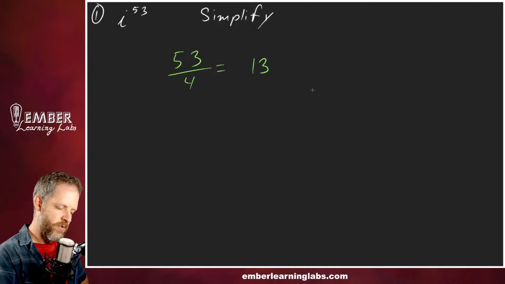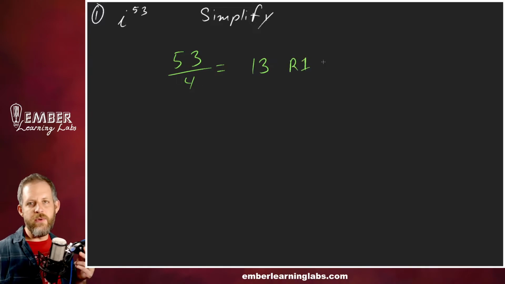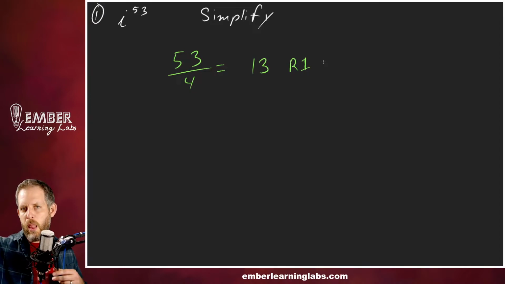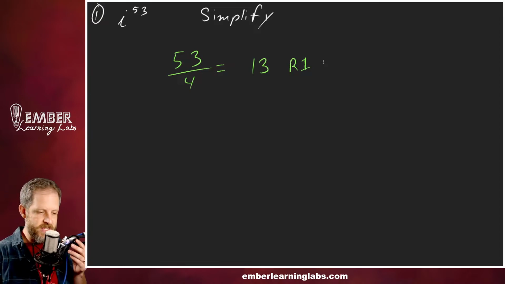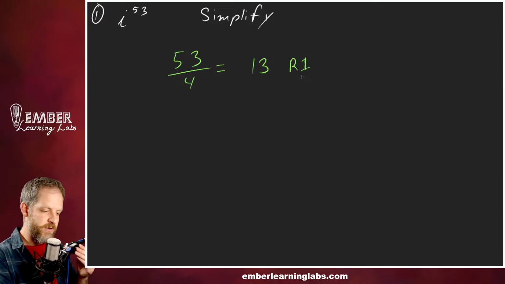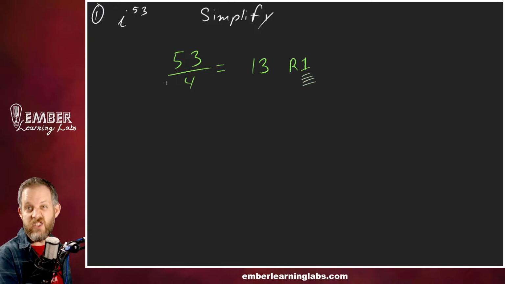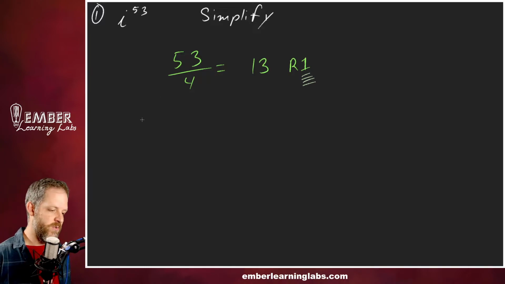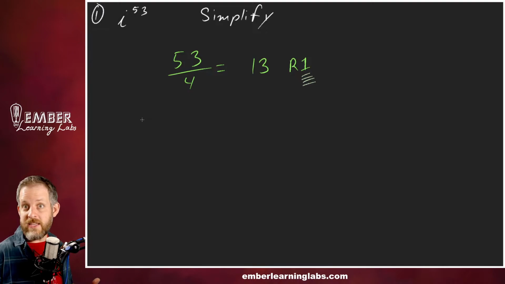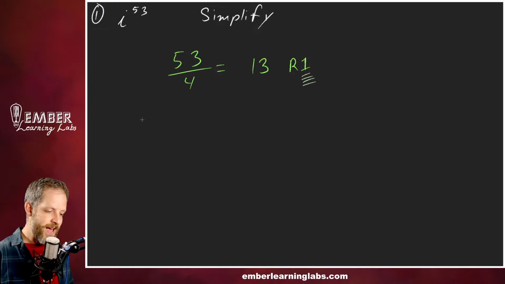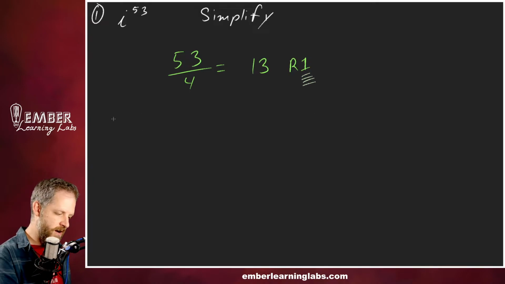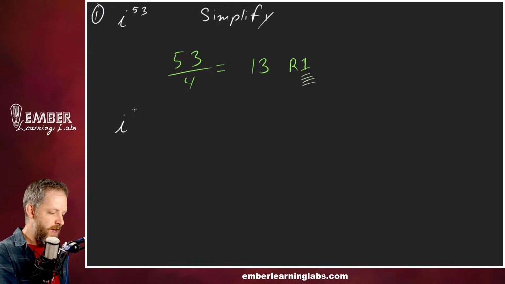13 with a remainder of 1. Now, if you're punching this on your typical calculator, you would end up with 13 point something. To figure out the remainder, because that's the key piece of this puzzle, you could just do 4 times 13, which gives you 52, and then see what's left, right? That's how remainders work. The remainder tells us which one of these it is. So our answer here is i to the 53rd equals i.